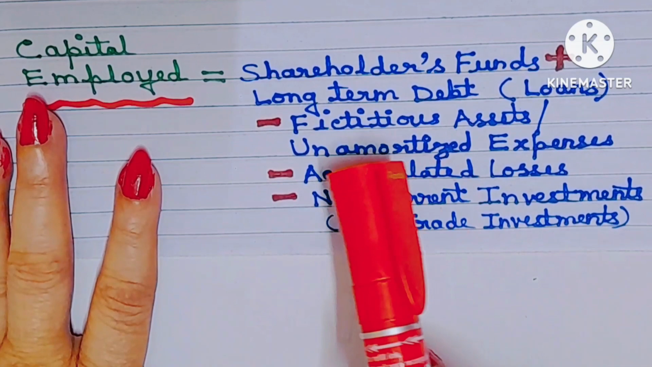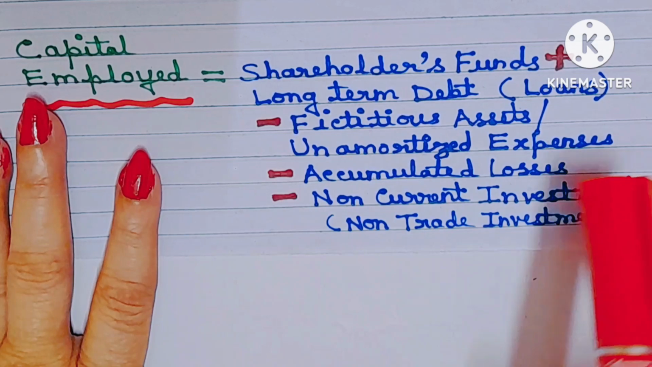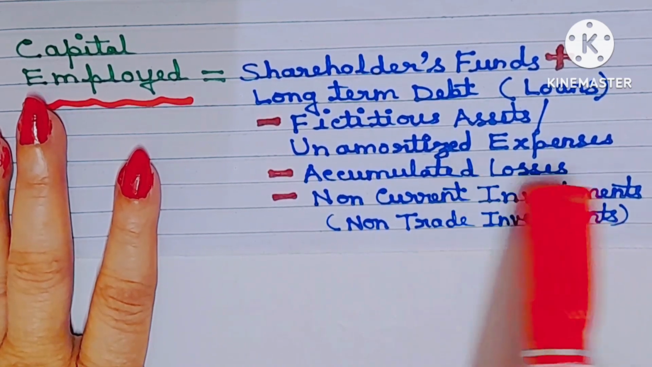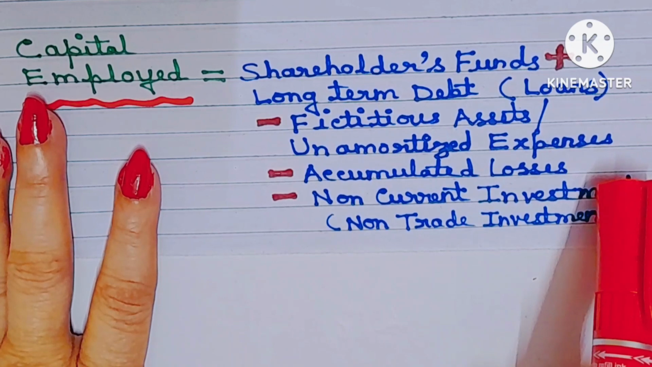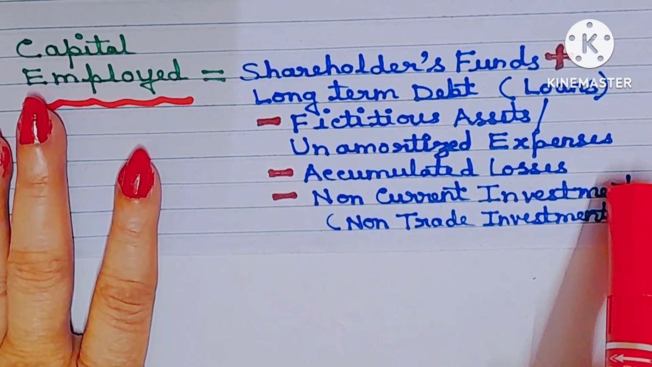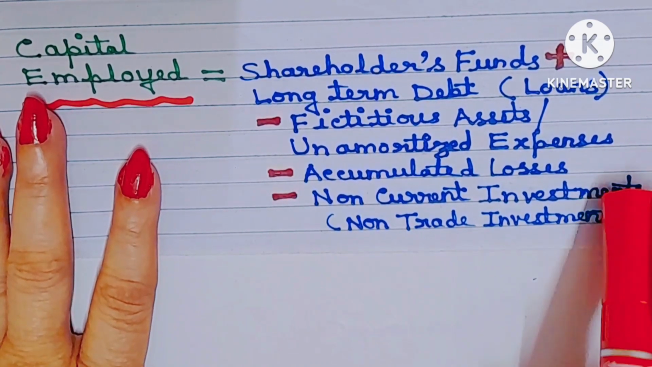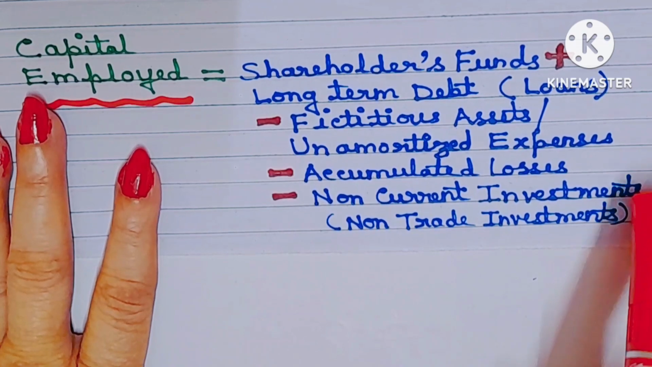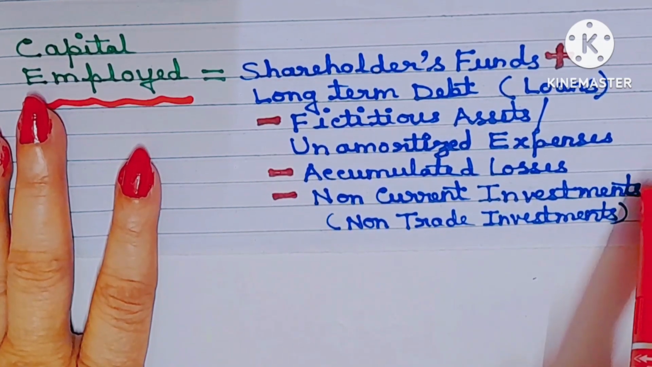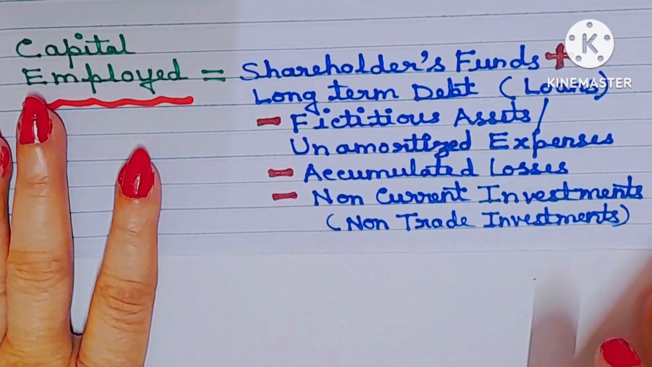Okay? So what is fictitious assets or unamortized expenses? Fictitious assets or unamortized expenses or miscellaneous expenses are the incidental expenses which cannot be classified as manufacturing, selling, and administrative expenses. These expenses are not revenue in nature and hence shown on the asset side of the balance sheet under the head miscellaneous expenses and should be written off over a period of time.